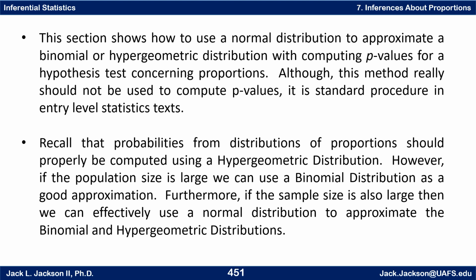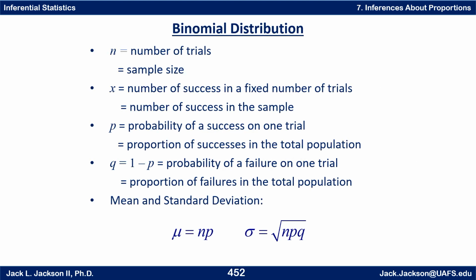However, if the population size is large, we can use a binomial distribution as a good approximation. Furthermore, if the sample size is also large, then we can effectively use a normal distribution to approximate the binomial and hypergeometric distributions, which is what this video is about.